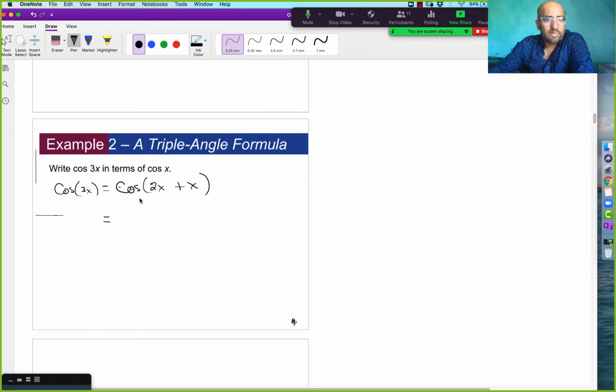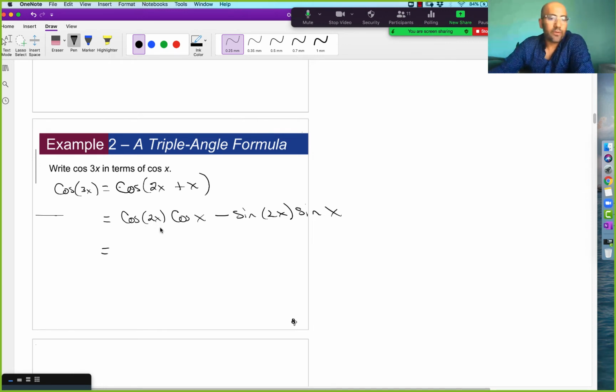So cosine of 2x plus x. Okay, and now we have a formula to help us break this down. We'll end up with cosine 2x cosine x minus sine 2x sine x. That's the formula for the addition of two angles, the summation formula for cosine. And now we have a formula we can apply for cosine 2x.